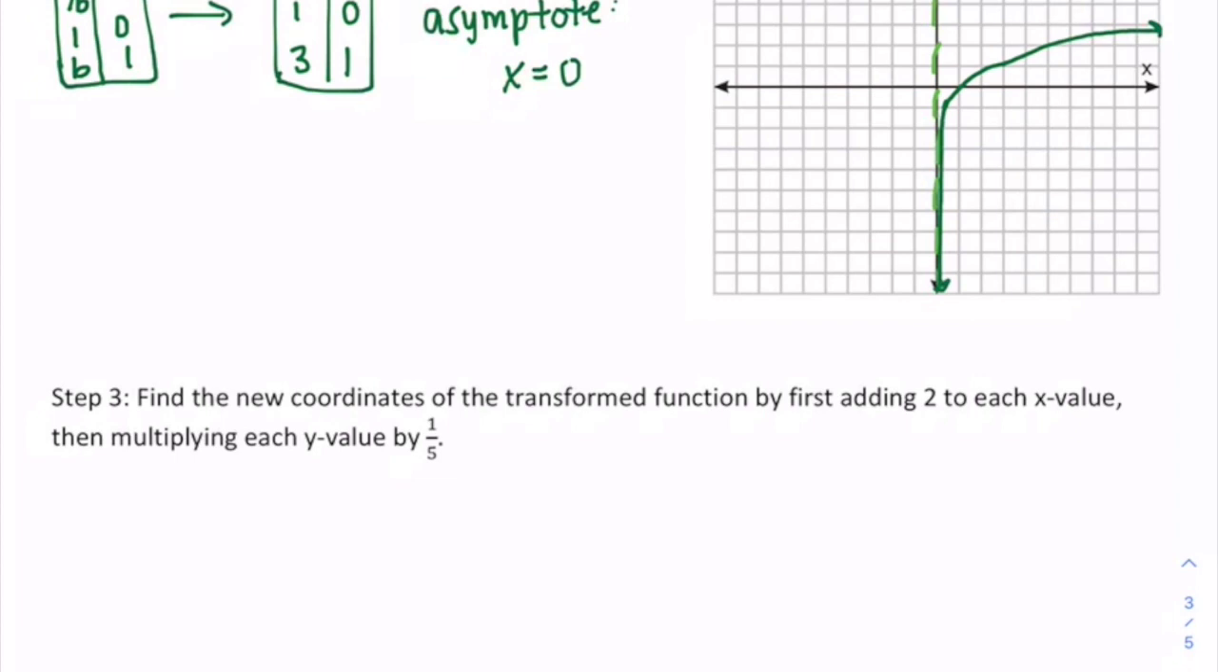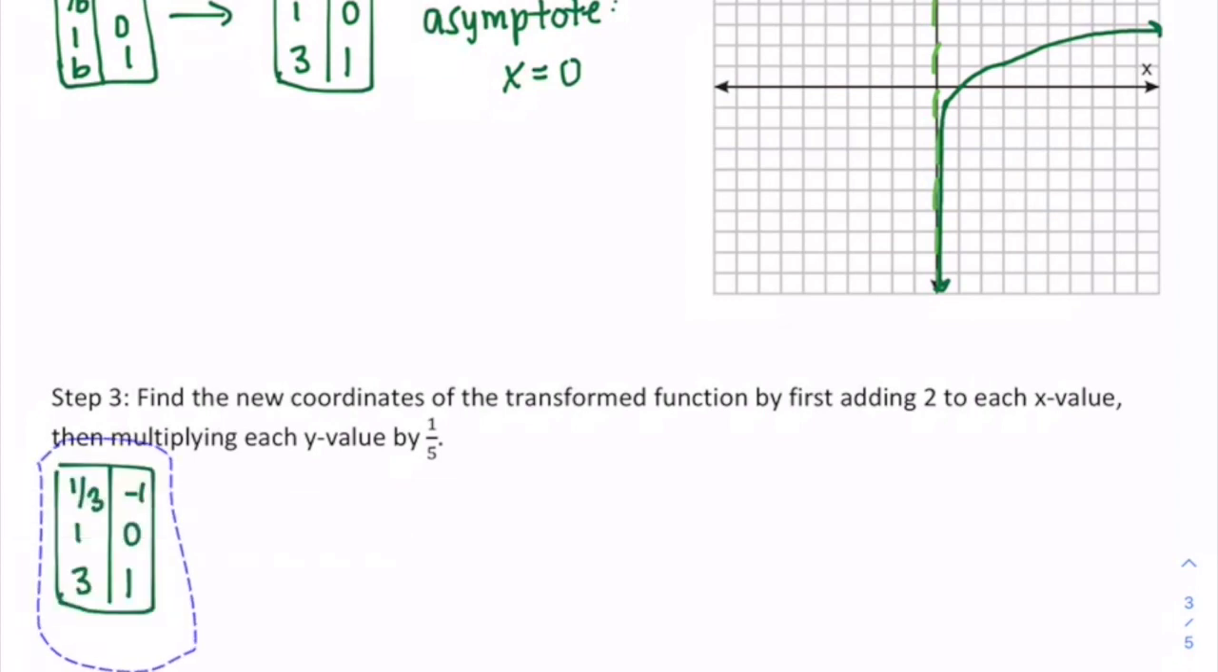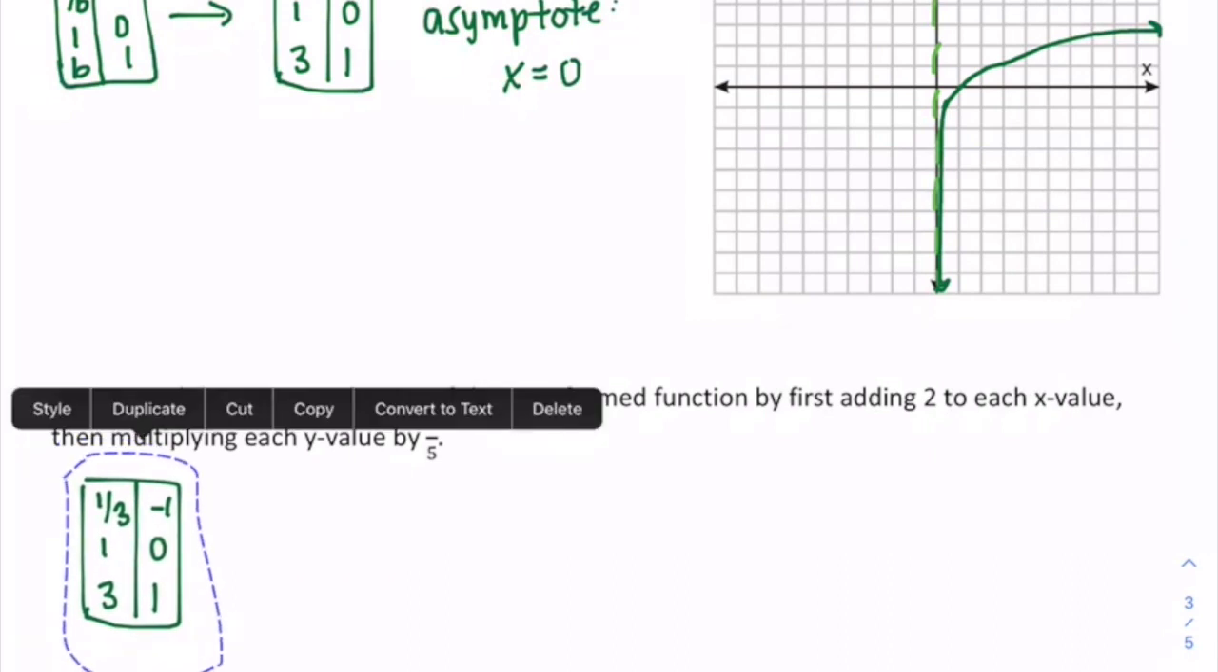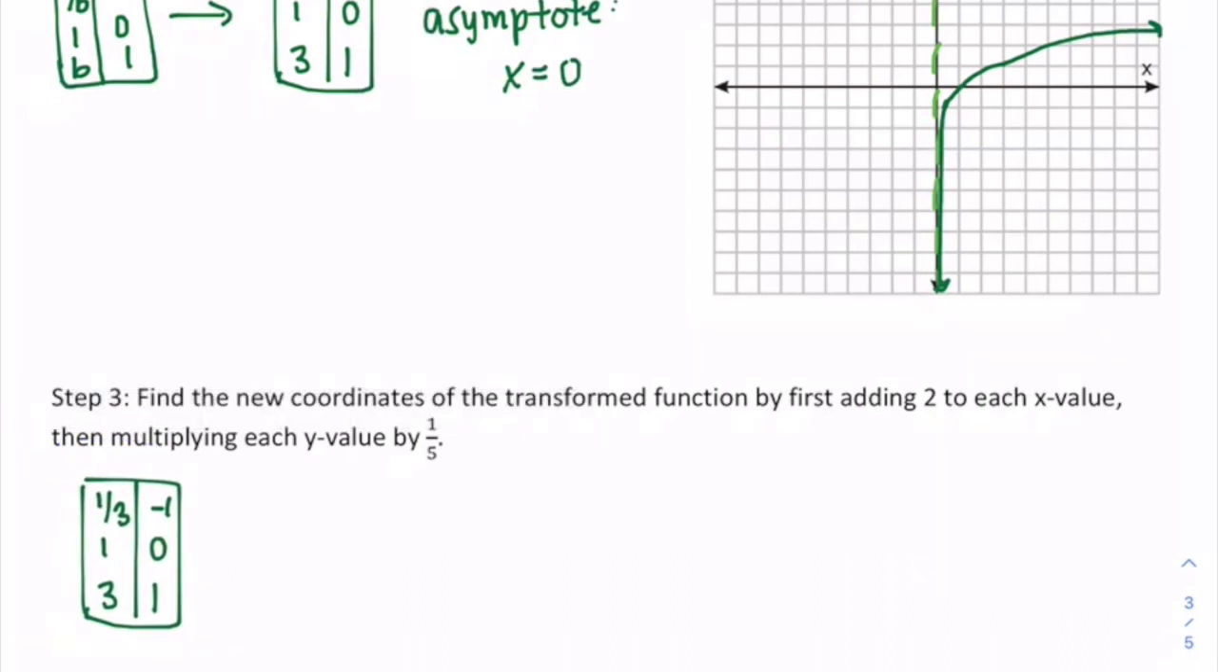So for step 3, we want to find the new coordinates so that we can graph our transformed function. But we first want to start with the original coordinates from our parent function. So I've just copied that chart below. And I'm going to rewrite our transformed function just so we don't have to keep scrolling back up. It's f of x equals 1/5 times log base 3 of x minus 2.